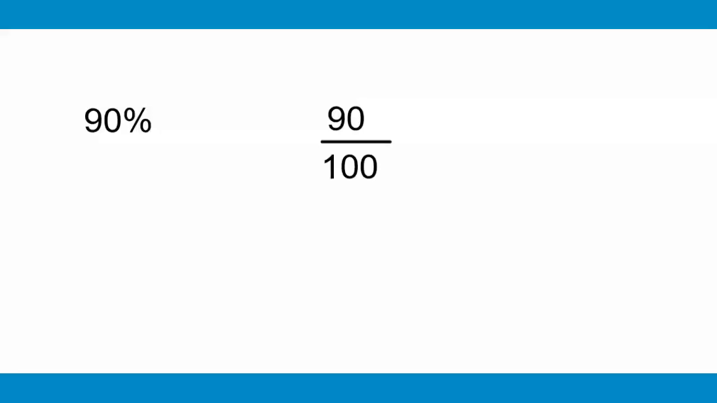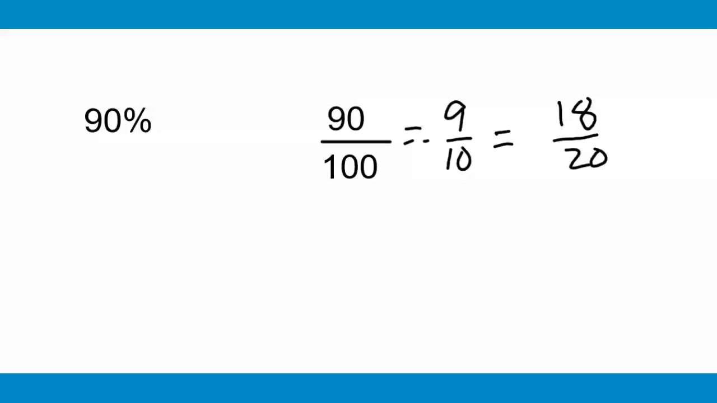90% can be written as a ratio. And since it can be written as a ratio, we can find all kinds of equivalent ratios that are equal to 90 over 100. For instance, this could be equal to 9 over 10. This could be equal to 18 over 20. All kinds of ratios that are equivalent to that.